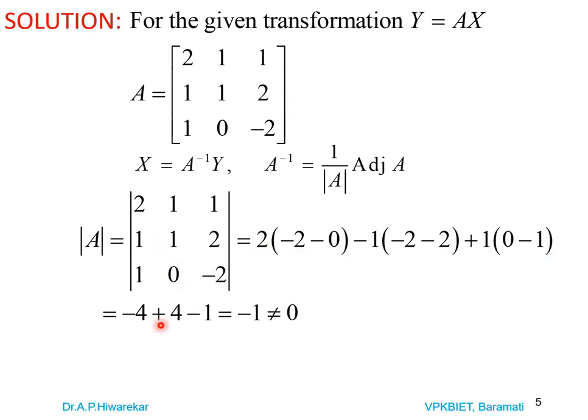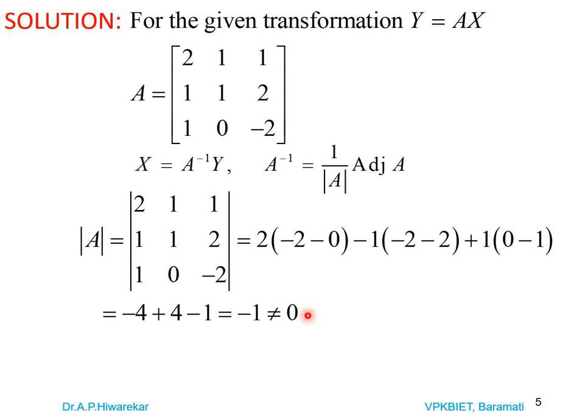So that gives minus 4. This product is plus 4. This product is minus 1. So finally we get this value as minus 1, and it is not 0. So we conclude that A is a non-singular matrix as the determinant of A is minus 1 which is not 0.